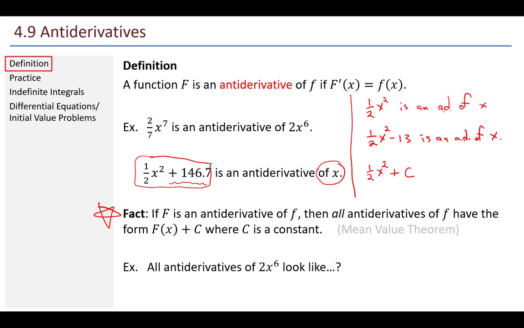What do all the antiderivatives of 2x to the 6 look like? Well, here's one of them, 2/7 x to the 7. So all antiderivatives look like 2/7 x to the 7 plus a constant. We typically use a capital C to represent the constant there, and this expression just means a family of functions, all possible functions of the form 2/7 x to the 7 plus some number.